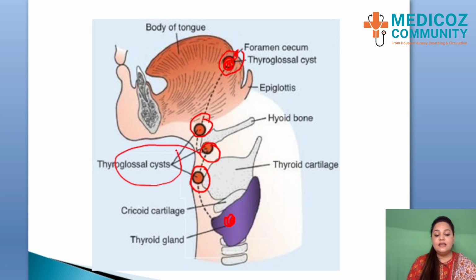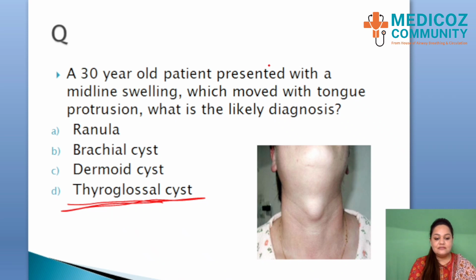Now suppose there is a thyroglossal cyst in the midline. It is connected to the foramen cecum within the tongue through the persistent part of the thyroglossal duct. So what will happen when you take the tongue out of the oral cavity? With protrusion of the tongue, this swelling will move, and that is happening in this case. There is a midline swelling in the neck, but it moves with the protrusion of the tongue, so most likely the diagnosis is the thyroglossal cyst.